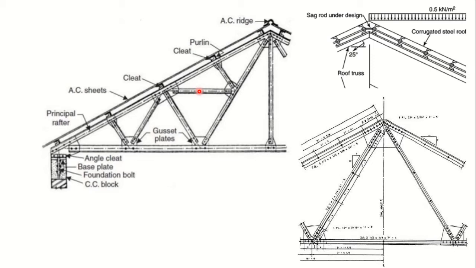Along with the member design, we have to deal with the design of connection. That is, these members have to be connected at this joint. At any joint, you'll see that there will be more than two members connected over there. So we have to connect them with the help of a gusset plate. And at this point, you have to design the bolts or the welds for the connection.